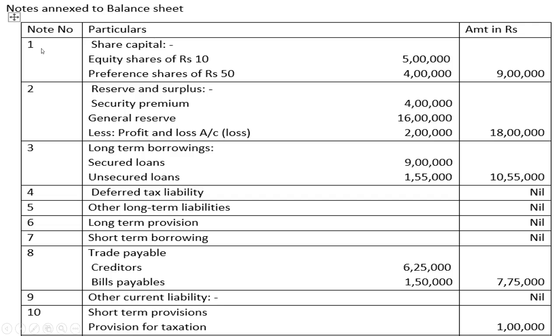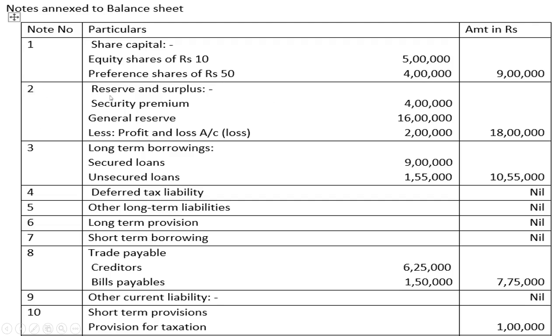And note number 1 consists of share capital. So note number 1 is share capital. Here we enter the share capital related information. So in this problem, equity share of rupees 10 each 5 lakh and preference share of rupees 50 each 4 lakh. The total is 9 lakh.